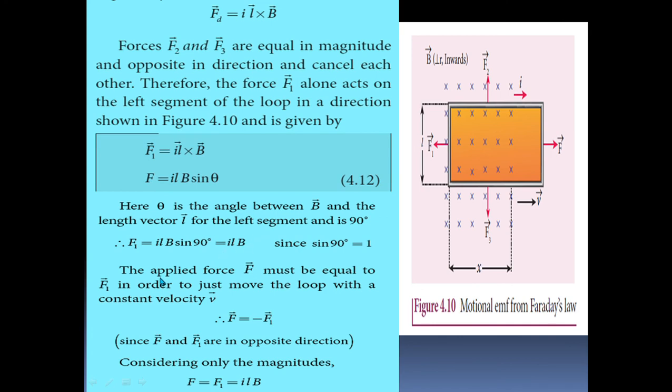The applied force F vector must be equal to F1 in order to move the loop with a constant velocity. But the F vector is opposite to the F1 vector, so F is equal to minus F1 vector, since F vector and F1 vector are in opposite directions. So consider only the magnitude. What is the magnitude of F vector? ILB. Here F is equal to F1. Both are equal, IL into B.